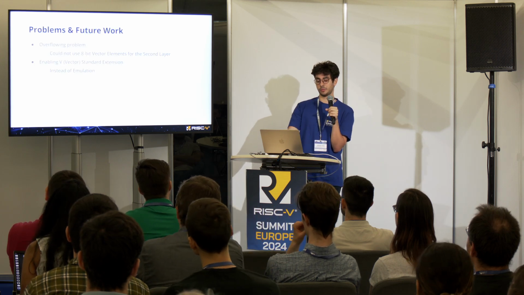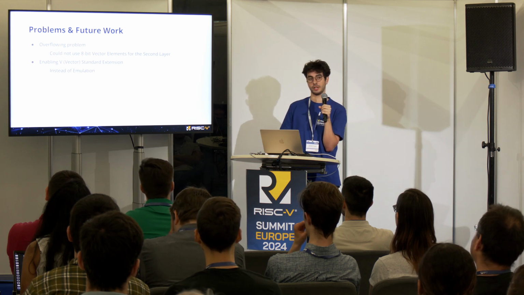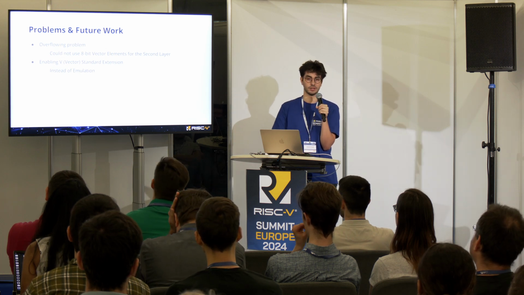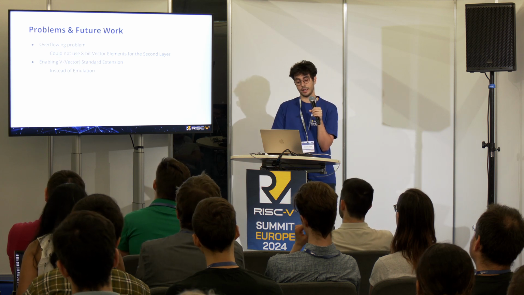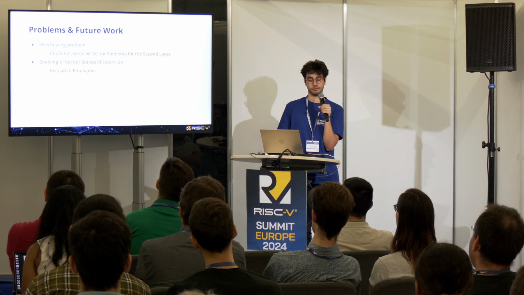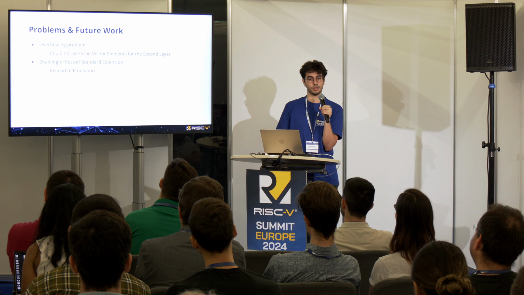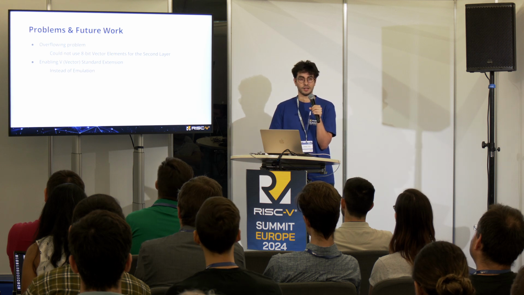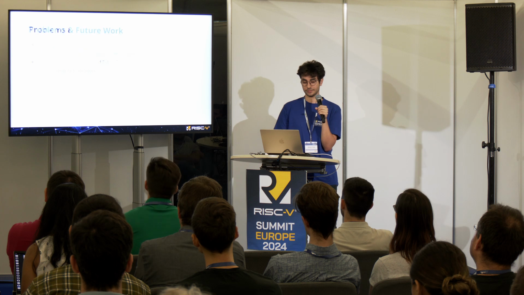So for the problems and future work, as I said, the overflowing problem was a huge bottleneck for me because it prevented me from using 8-bit integers in the second layer. And a future work that could be done is maybe enabling the V vector standard extension of RISC-V. So it would be much faster, the load vectors and stuff.